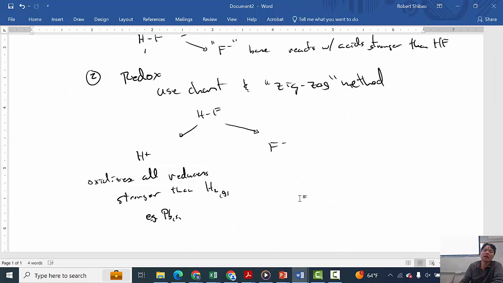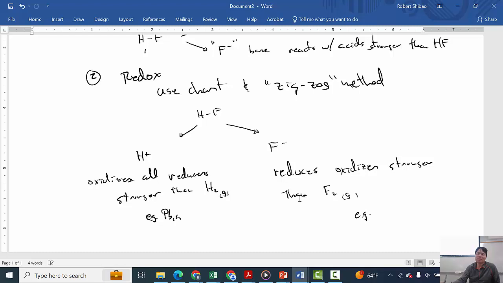In type and variety. And so fluoride, what we can say is fluoride reduces. A reducer reduces, oxidizers oxidize. And so fluoride reduces oxidizers stronger than fluorine. Well, what's stronger than fluorine gas? Nothing on our chart. And so I'll have to give you a more exotic example.